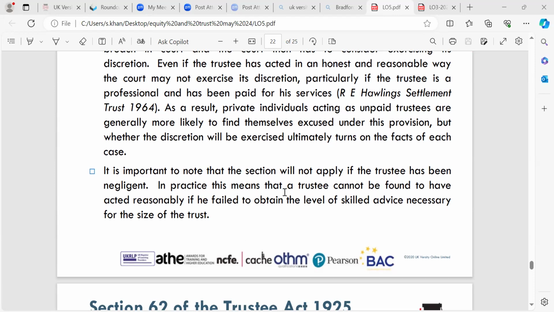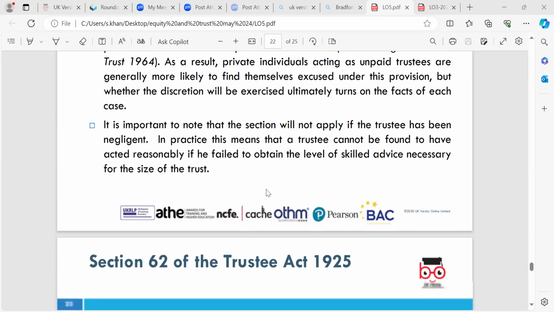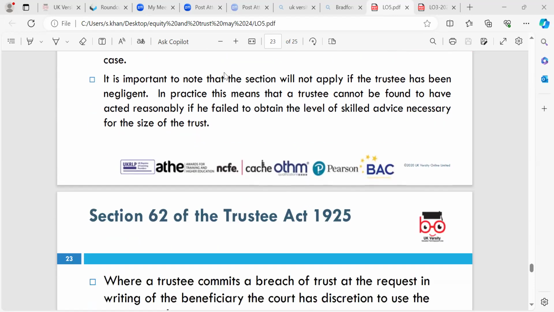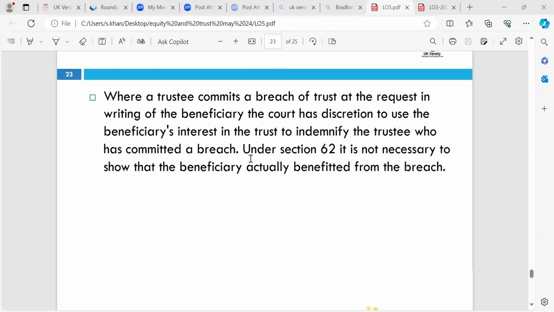It is important to know that the section will not apply if the trustee has been negligent in practice. This means that a trustee cannot be found to have acted reasonably if he failed to obtain the level of skilled advice necessary for the size of the trust.